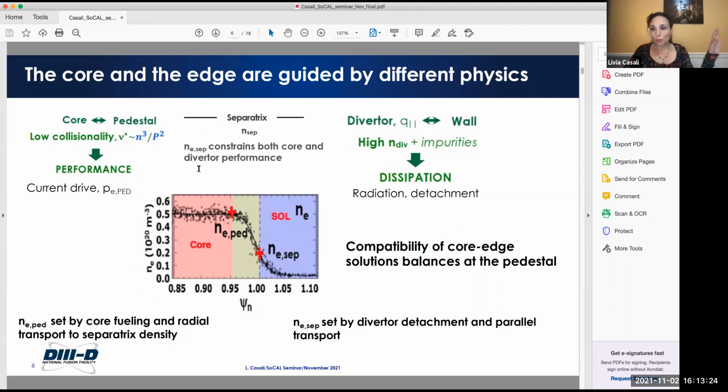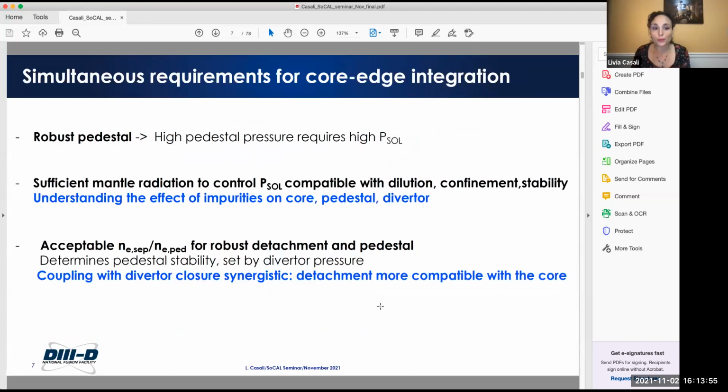The two completely different worlds meet at the separatrix, which really constrains both core and divertor performance. And so the compatibility of the core-edge solution balances here at the pedestal, where n_e,ped is set by core fueling and radial transport to the separatrix density. n_e,sep is set by divertor detachment and parallel transport.